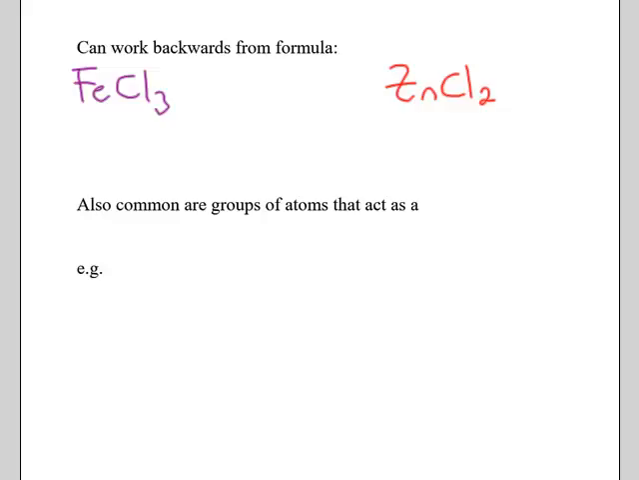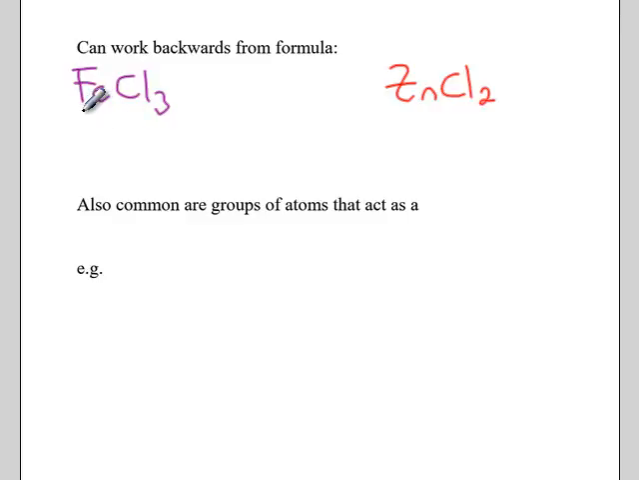You also should be able to work backwards. If you're given the chemical formula, you should be able to figure out the name. If you're given the name, you can figure out the chemical formula. So these two examples, FeCl3 versus ZnCl2, both of these involve transition metals.